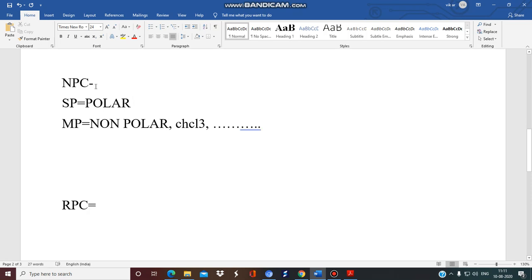So in case of normal phase chromatography, the stationary phase is polar and the mobile phase is non-polar, whereas in reverse phase chromatography, what happens? The stationary phase, that is SP, becomes non-polar, whereas the mobile phase becomes some polar compound.